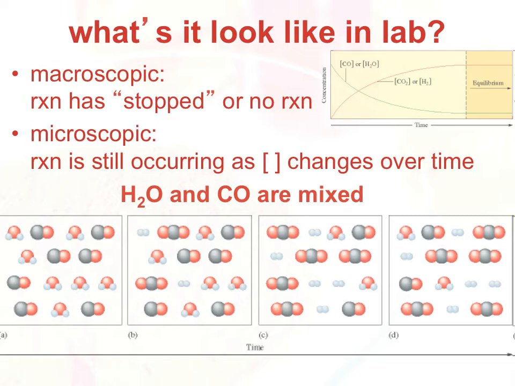But on the microscopic level, the reality of it is that the forward and reverse reactions are still happening. There's still an exchange between the atoms within the molecules and the production of more reactant and more product. Now, it's happening simultaneously, so the net concentrations of reactants and products remain the same.